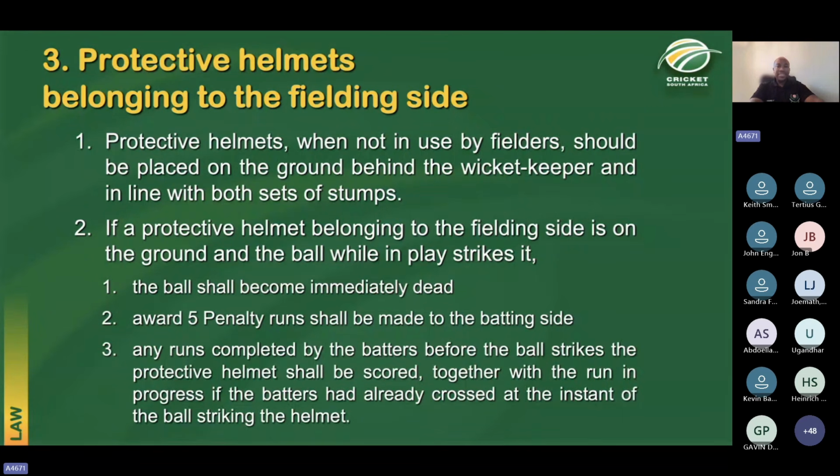Any runs completed by the batters before the ball hit the protective helmet shall be scored, together with the run in progress if the batters had crossed at the instant that the ball hit the helmet. So unlucky for the fielding side, but because they placed it there, 5 penalty runs will be awarded to the batting side if the ball hits the helmet placed behind the wicketkeeper on the ground.